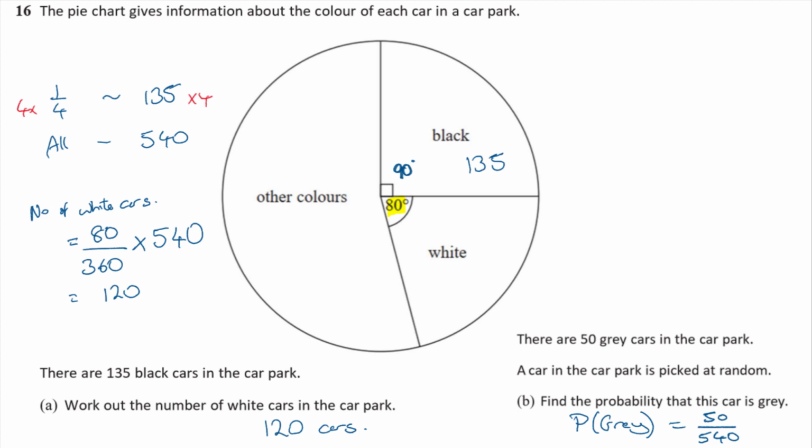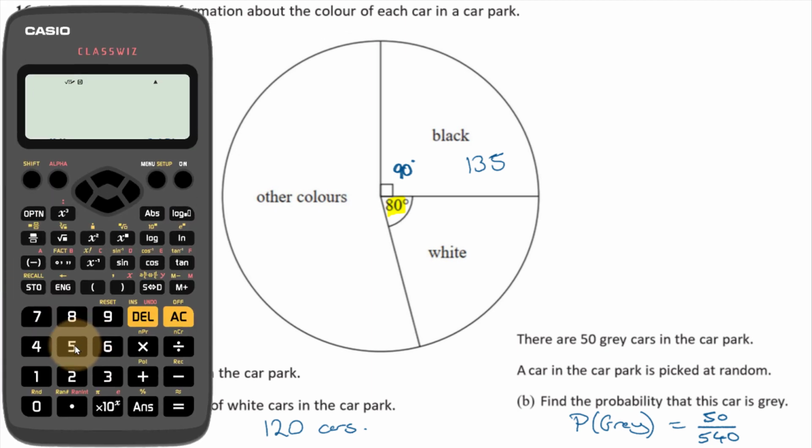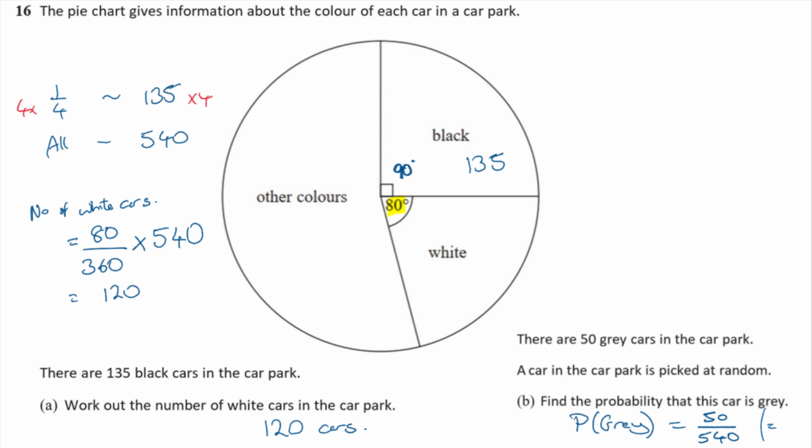Now there are never any marks for cancelling down these fractions. I mean, you could type it into your calculator and cancel it down. So that's 5 over 54. It just divides by 10. Should have known that. But actually, I've never seen marks awarded for cancelling down fractions in probability questions. So by doing so, you're going to gain nothing, and you know, if you make a mistake, you're going to lose a mark. So it's probably best not to bother.